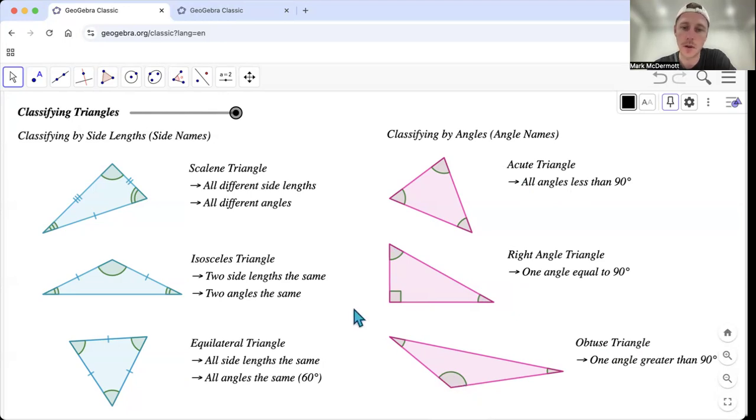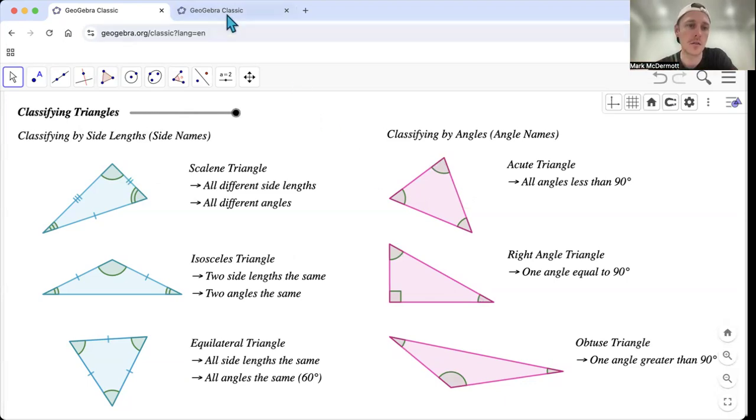Okay, you can see that there might be some crossover. So for example, a right angle triangle, if this angle and this angle are the same, then it would be isosceles. But if this angle and this angle are different, which it looks like in this case, then it would be scalene. Okay. And then, for example, an obtuse triangle could be scalene or isosceles, depending on the size of these angles as well. So there's crossover between them.